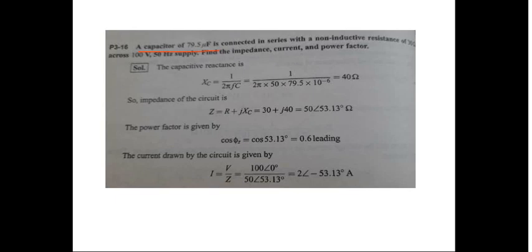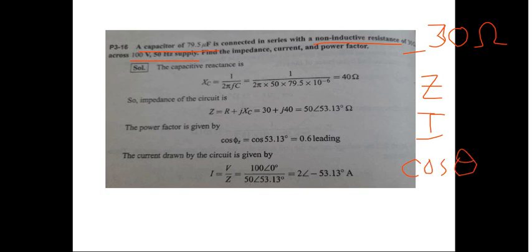You can see the problem statement. A capacitor of 79.5 microfarad is connected in series with the non-inductive resistance of 30 ohm. It is not clear here, but it is 30 ohm, across a 100 volt 50 hertz supply. So what you are supposed to find out is the impedance Z, the current I, and the power factor cos theta. These are the three things which you are supposed to find out here, right?